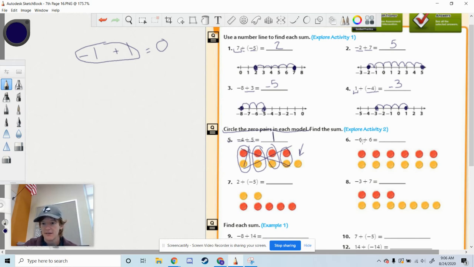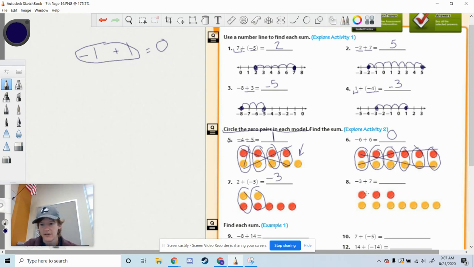Number 6, circling our 0 pairs, we have negative 6 and positive 6. So we're going to end up with an equal amount of 0 pairs, and the amount left over is nothing. So we have a 0 here as our sum. Number 7, 2 plus negative 5, 0 pairs, being here and here. Final answer is 3, but recognize that they are red, so it is negative.